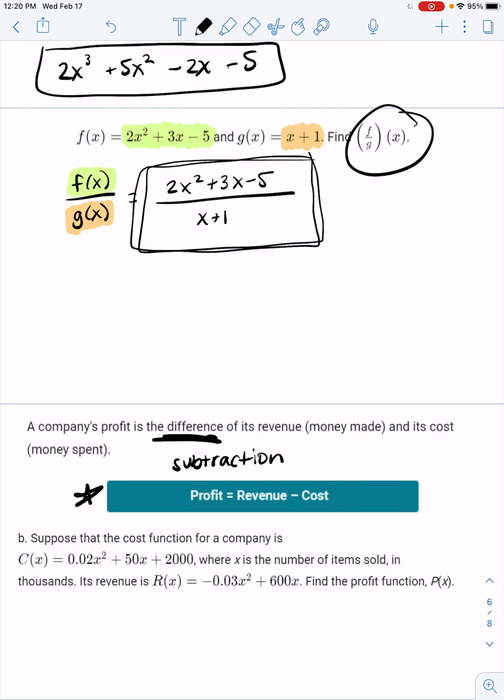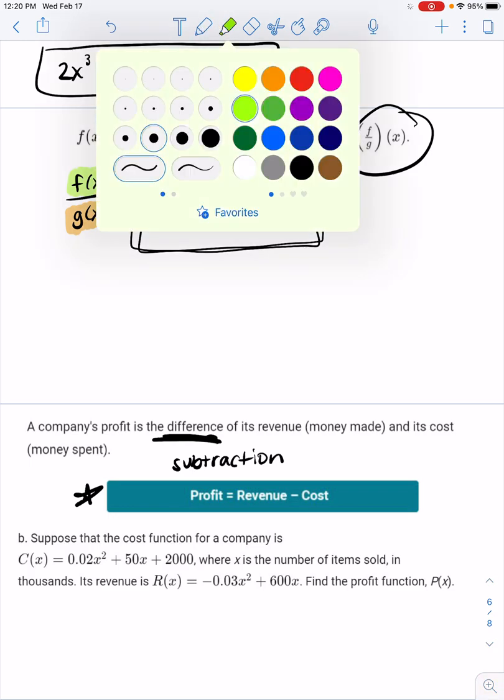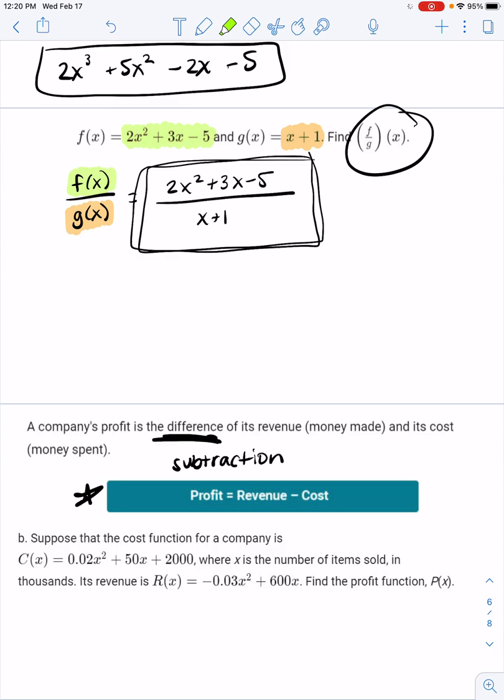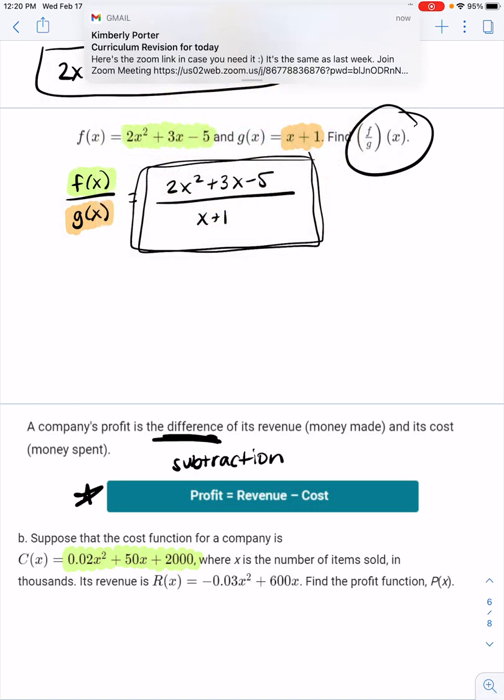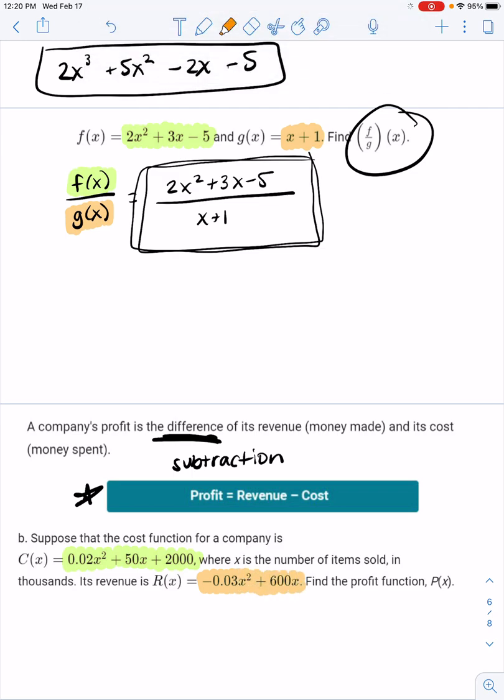Suppose that the cost function for a company is, and then it gives you our first equation. So the cost, I'm going to highlight in green right here, is this big long expression: 0.02x squared plus 50x plus 2,000, where x is the number of items sold in thousands. Its revenue, this is our second function, is r of x equals negative 0.03x squared plus 600x. Find the profit function.